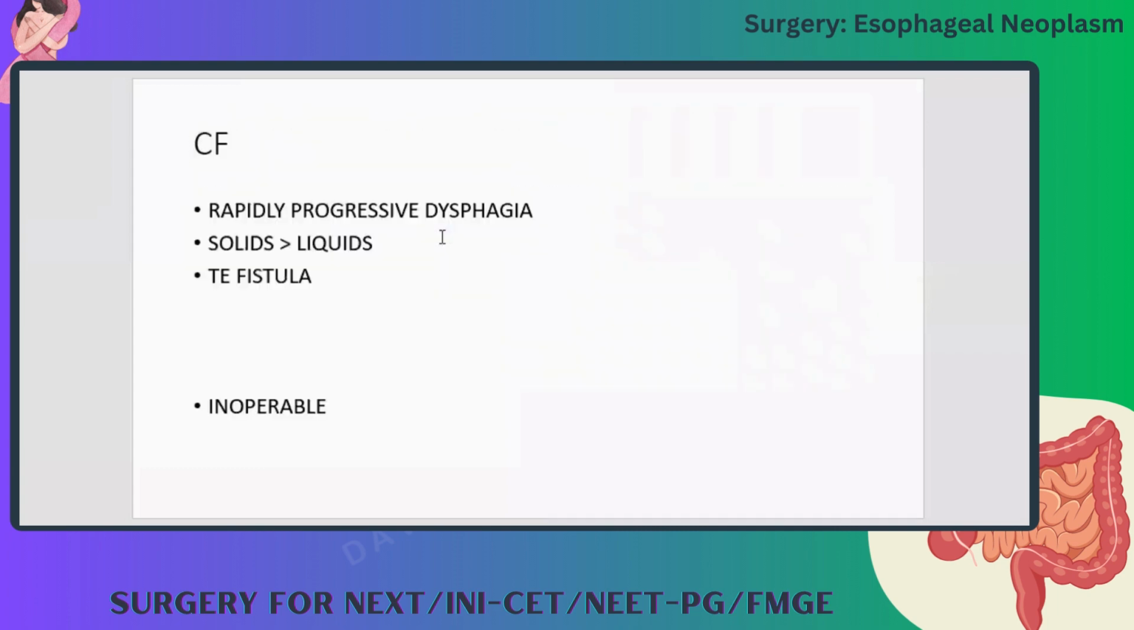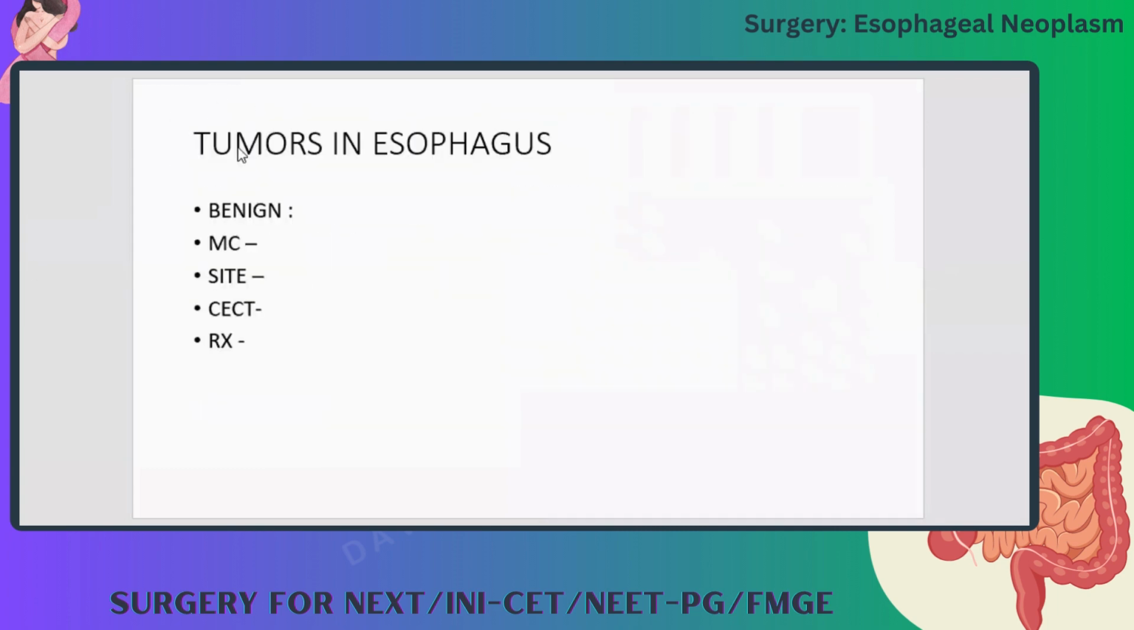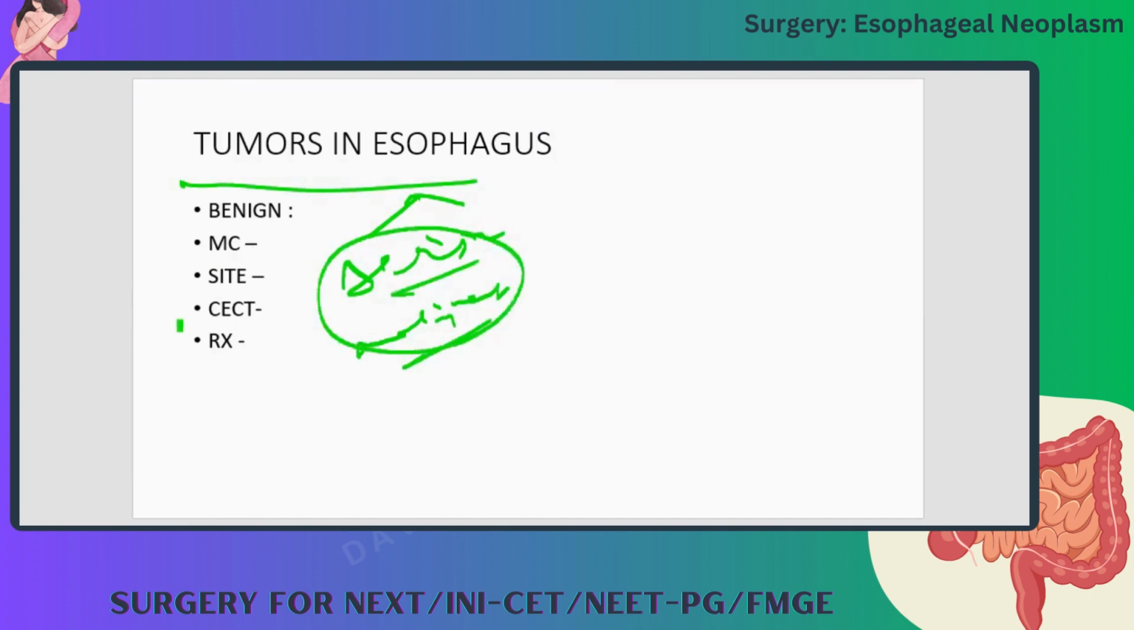Tumors of the esophagus are benign and malignant. For benign tumors, the most common is leiomyoma. As for the site, some books say it is the middle third, some say the lower third. But remember it is in the lower one third.